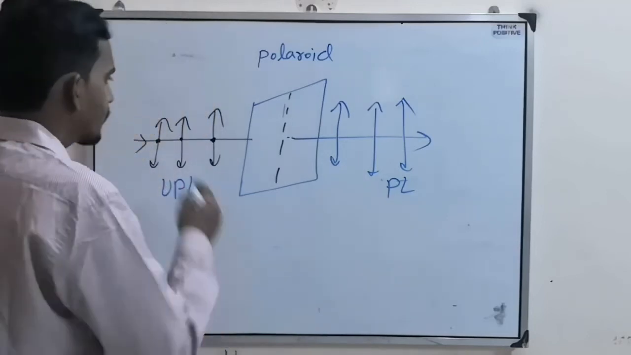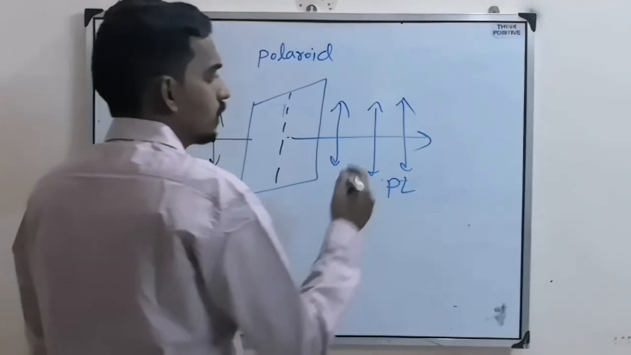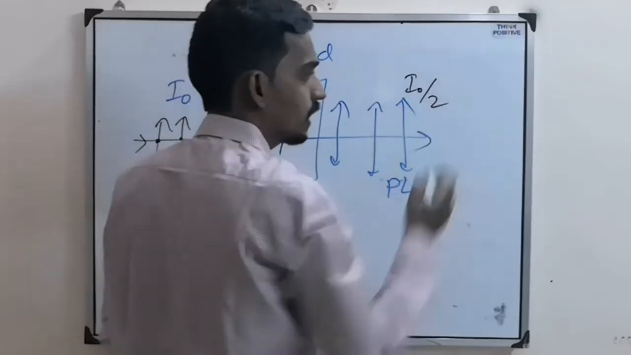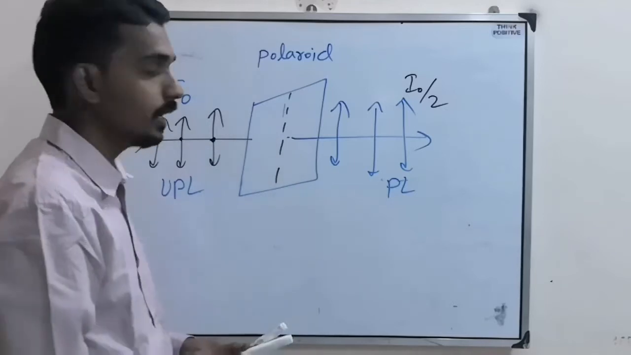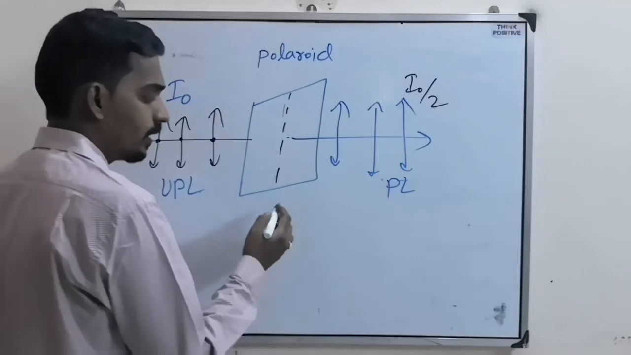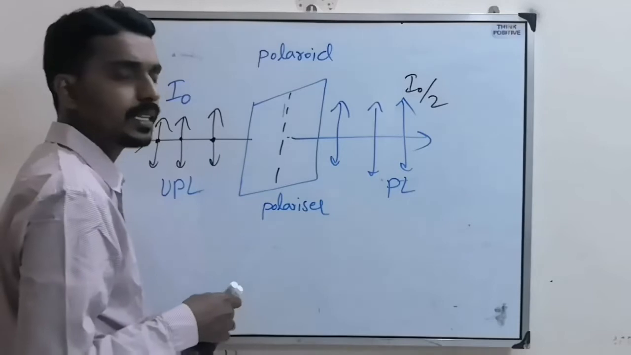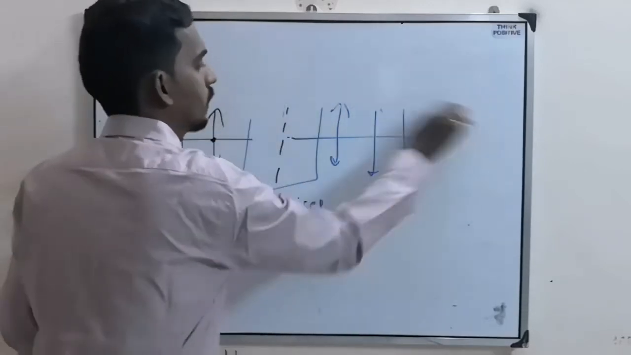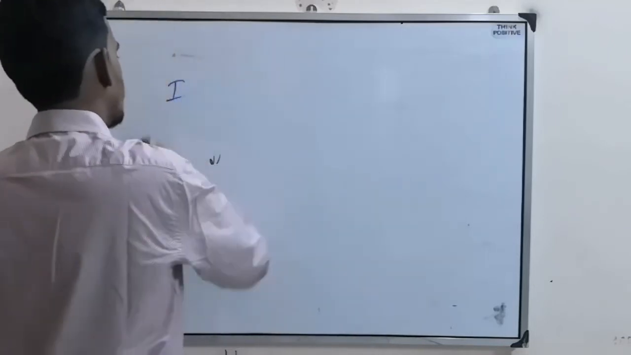Now here, the first thing: suppose unpolarized light of intensity I naught falls, then the polarized intensity will come out approximately half of the initial. When unpolarized light is converted into polarized light by the Polaroid device, which we call a polarizer, the intensity becomes approximately half. This is the one thing. Now, based on this, how they will ask the question, that is important.